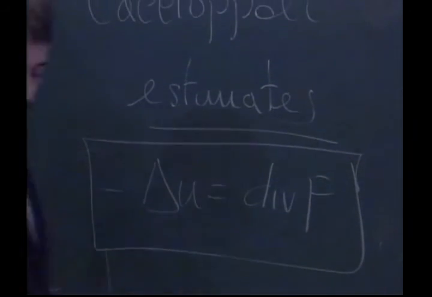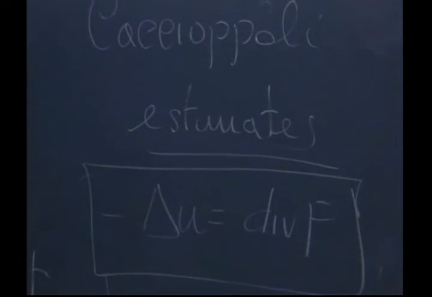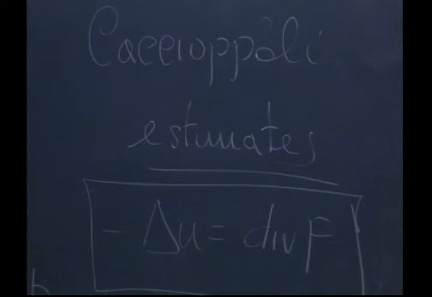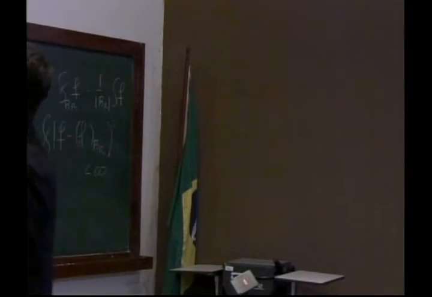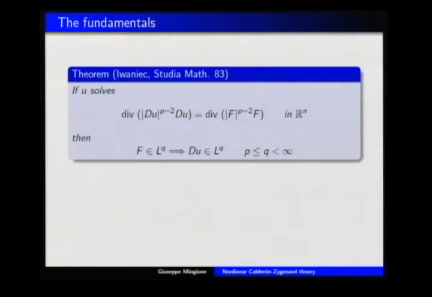In particular, when p is equal to 2. And now, the first basic result that actually marks the beginning of what we could call nonlinear Calderon-Zygmund theory is a very fundamental result by Tadeusz Iwaniec that states exactly what you expect. Cancel the divergence, simplify the divergence, erase it, and then the gradient is exactly where f is. That's why I put the right-hand side in this form. It's easier to explain the result.